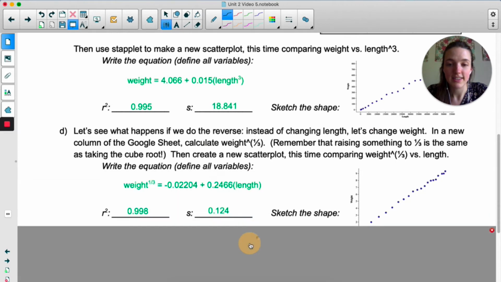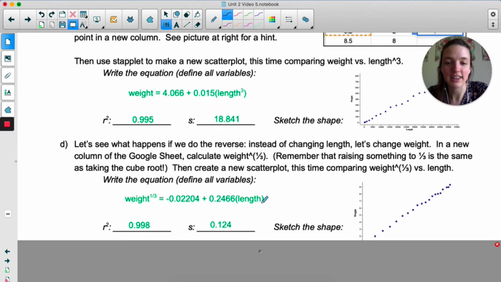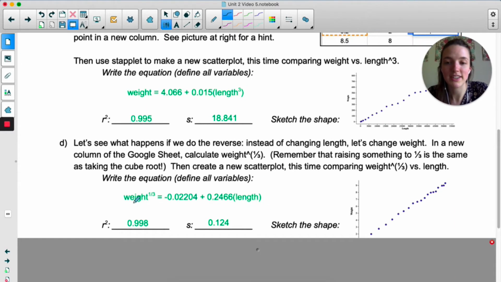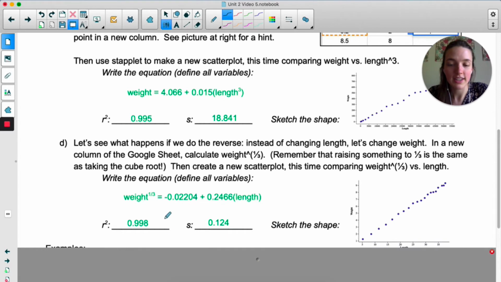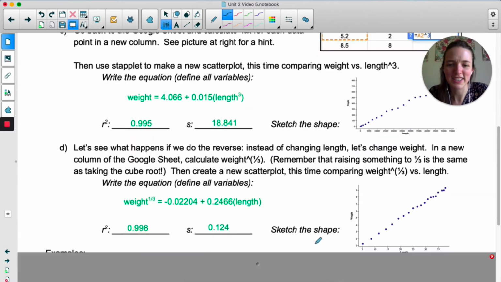And then the last thing we did was changed weight to cube root of weight, which if you think about weight being a 3D measurement, if I cube root it, it's going to get to a 1D measurement. So that's why we did that. Notice that length has gone back to normal, and now weight is cube rooted, or raised to the 1/3. Those are the same thing. And R has improved. We're closer to 1, and look at standard deviation of the residuals, even smaller. Like, you were impressed by 18. Look at that. That's good.